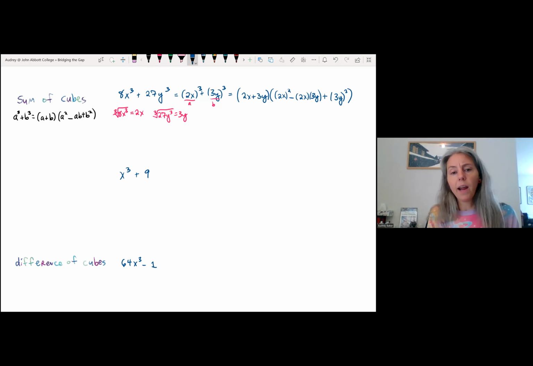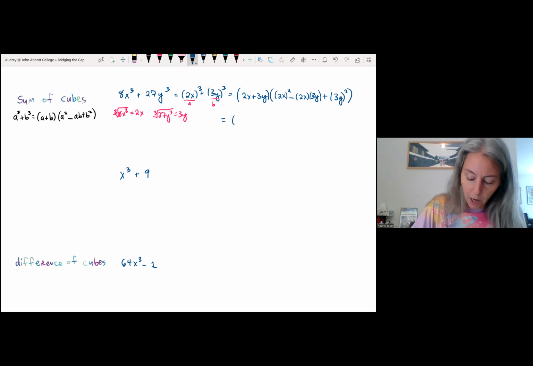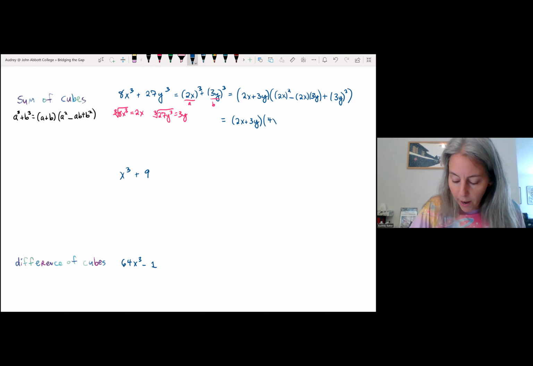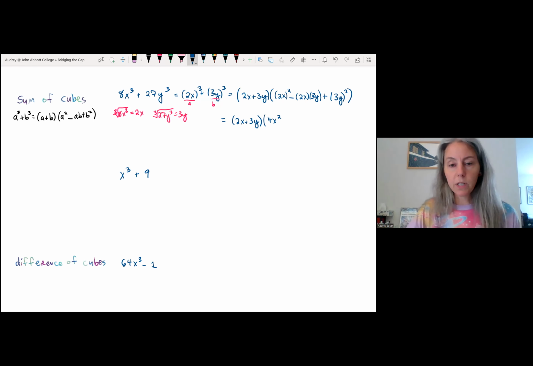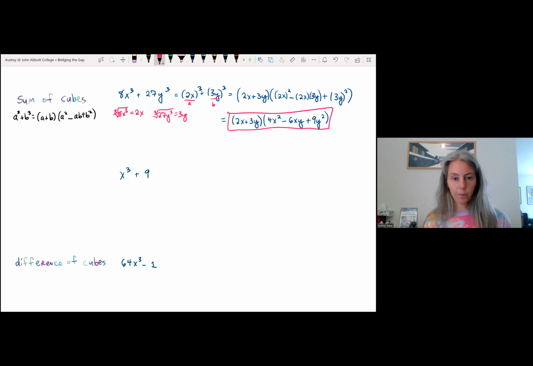Now, we don't want to leave our answer like this because there's a lot of things that we can actually multiply out, like the 2x squared and the 3y squared. So we're going to simplify it just a little bit. So this becomes 2x plus 3y times 4x squared. 2 times 3 is 6. So this is minus 6xy, and then plus 9y squared, because 3 squared is 9. And this is my final answer.